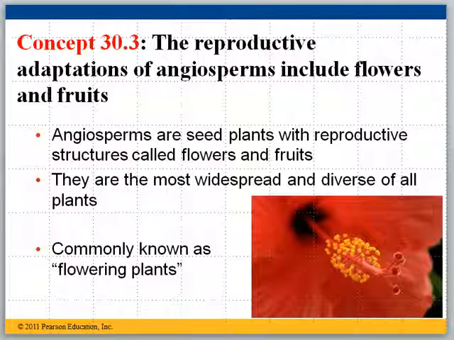Angiosperms are seed plants with reproductive structures that we call flowers and fruits. Although you might find that that definition of the words flower and fruit probably varies a little bit from what you previously thought. They are the most widespread and diverse of all plants, and they're commonly known, as a general category, as flowering plants.